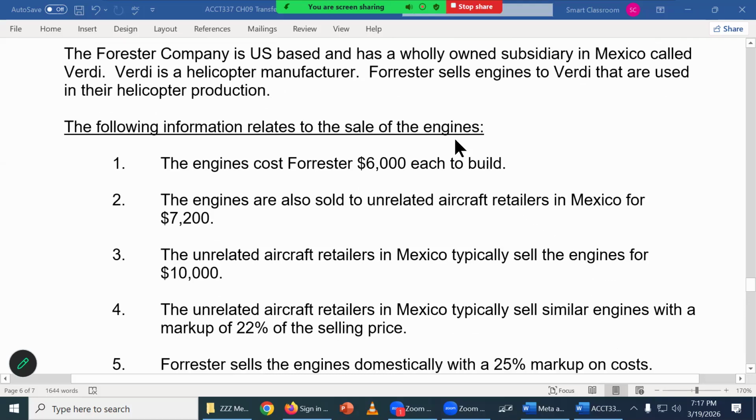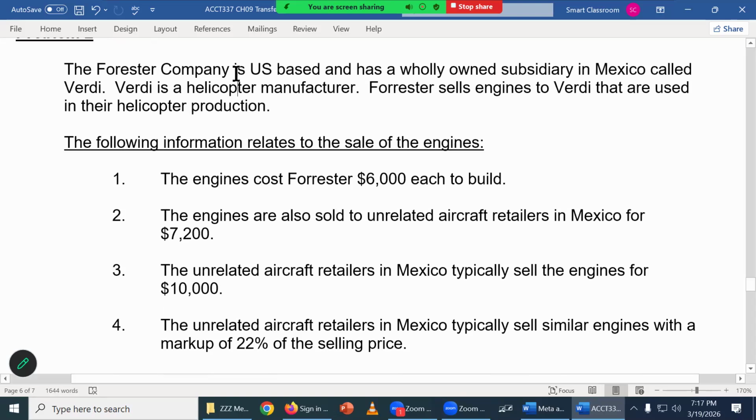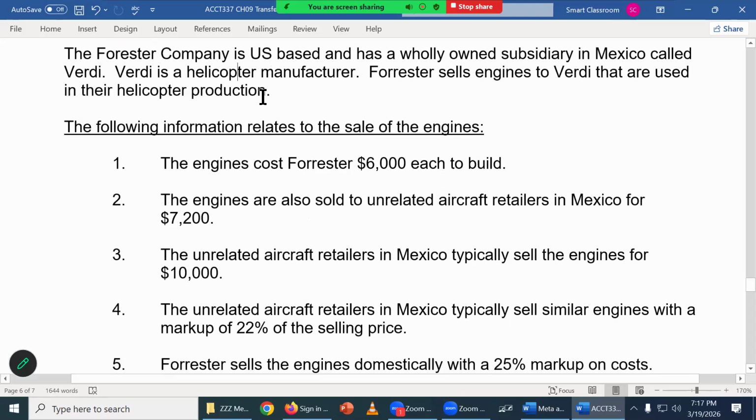Okay, they make a helicopter right here. They sell engines to Verdi. Okay, so this is a parent company. Apparently, they're selling helicopter engines to Verdi, which is a wholly owned subsidiary. Okay, so they make engines. They bought a helicopter manufacturer in Mexico, and they're going to sell the engines too.